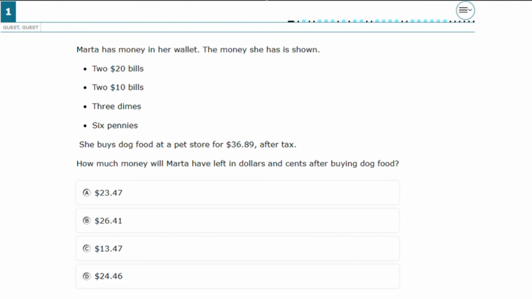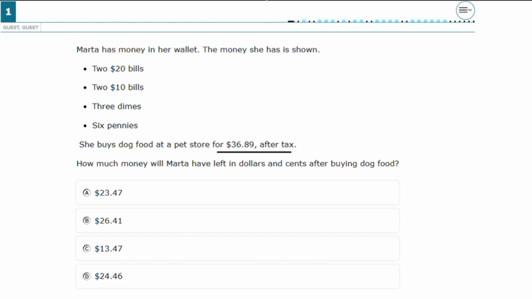Here in this question, Marta is purchasing dog food. It says that the dog food is $36.89 after tax. After tax just means that this is the whole amount of money that Marta is buying the food for, so you don't have to worry about that phrase. Don't let it scare you. Marta is purchasing it with her money. So she has to have $36.89, right? But she probably has more. So let's see how much she has.